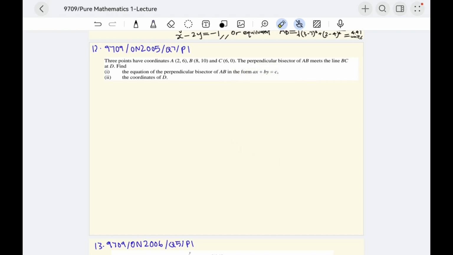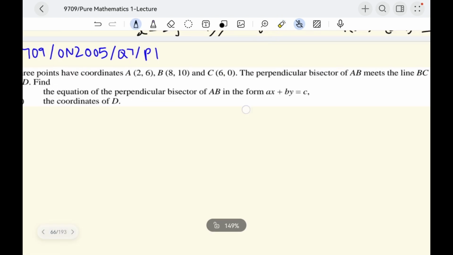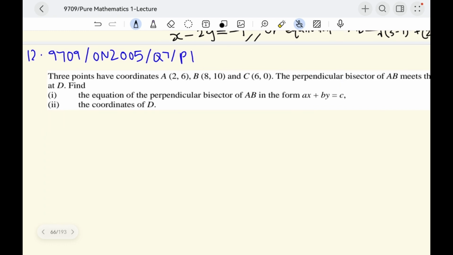The examiners want you to leave your equation in this general form. You have to obey it, because candidates who do not obey the requirement of the question will lose the accuracy mark. So take a look at the first part.